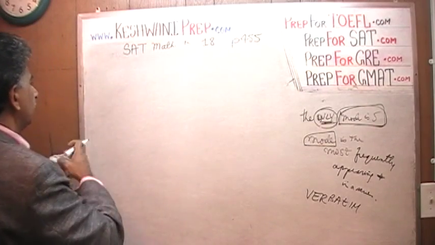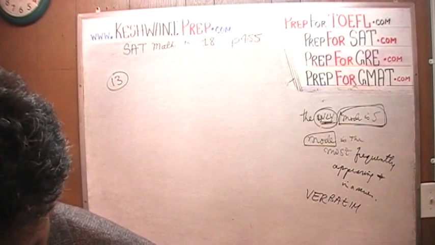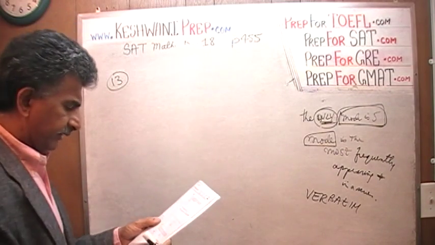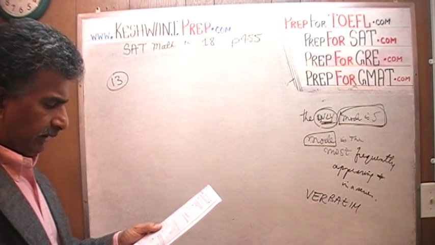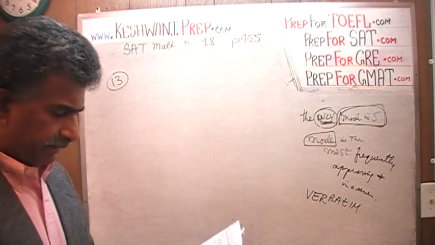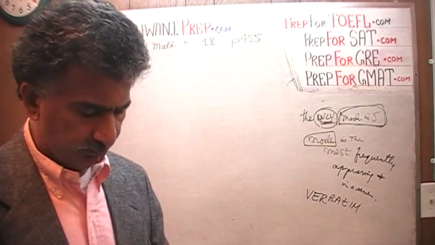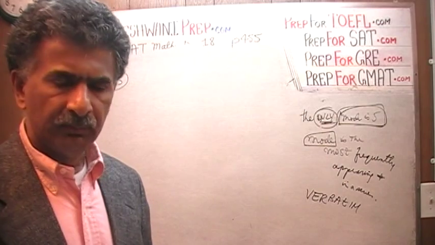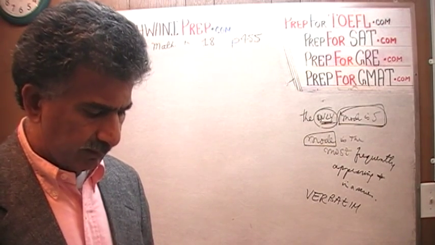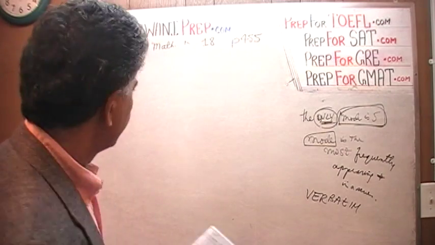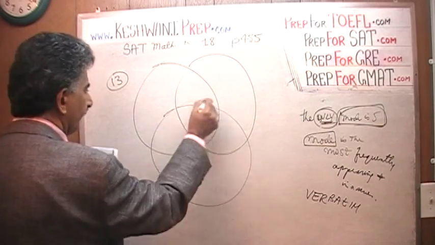Number 13. The very last one on the page, let's take a look at it. It says, in the Venn diagram above, the number in each region indicates how many elements are there in the region. Obviously. That's what Venn diagram means. How many elements are in the intersection of set Y and Z? Oh, there you go then. How many are in the intersection of set Y and Z?